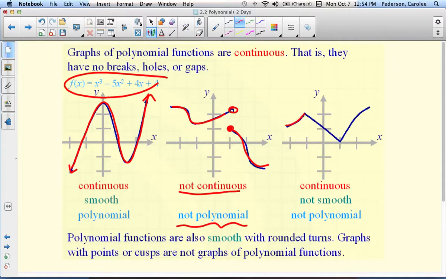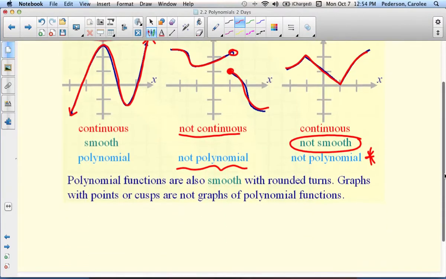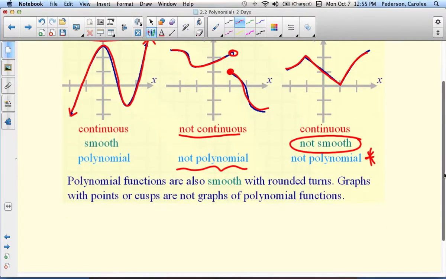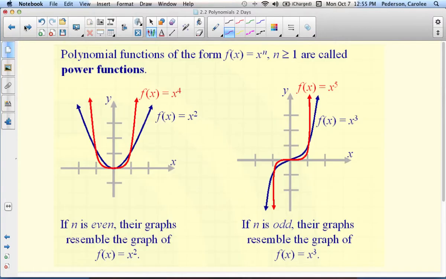The third example kind of has some very strong points here. It's not smooth, but it is continuous. It's also not a polynomial. So the definition of polynomial function is, it must be smooth with rounded turns. Graphs with points or cusps are not graphs of polynomial functions. Again, this last slide, don't need to write it down.